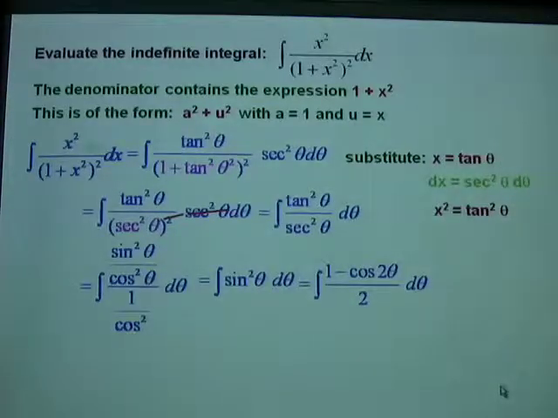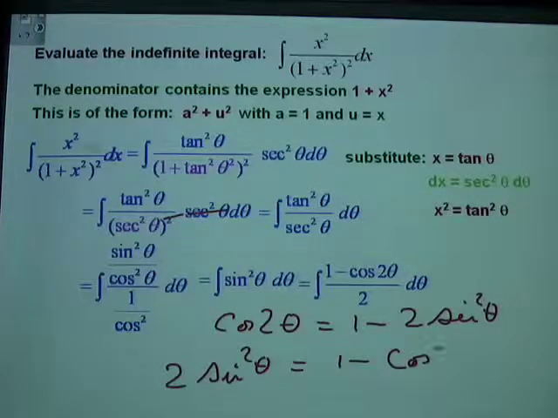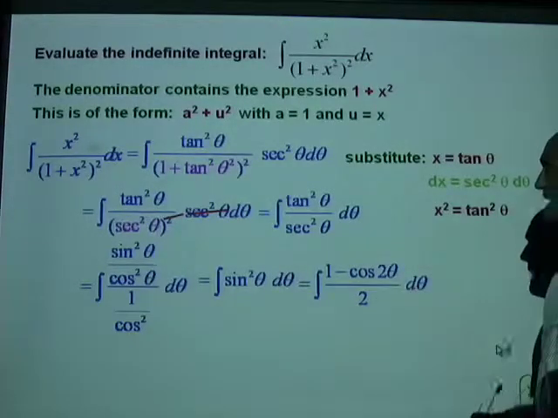Let me write down that identity one more time. It is cos of 2 theta is 1 minus 2 sine squared theta. Therefore, 2 sine squared theta equal to 1 minus cos of 2 theta, and divide both sides by 2. You get sine squared theta equal to 1 minus cos 2 theta all over 2. Alright, that's what is in here.